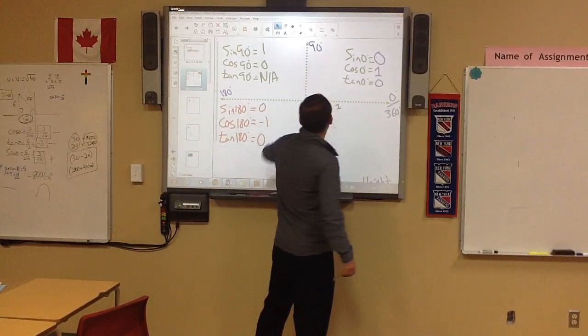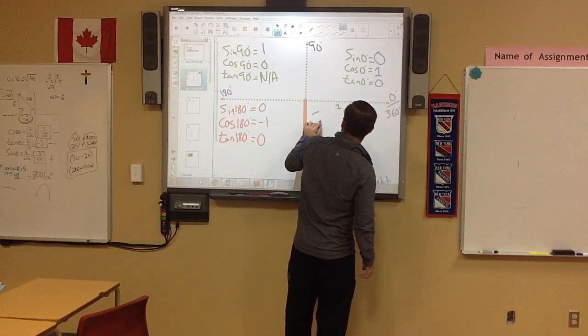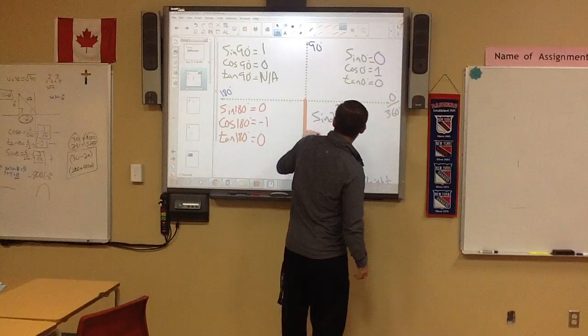So likewise, if I go down to 270, and I write down the same things, what should be different between 270 and 90?